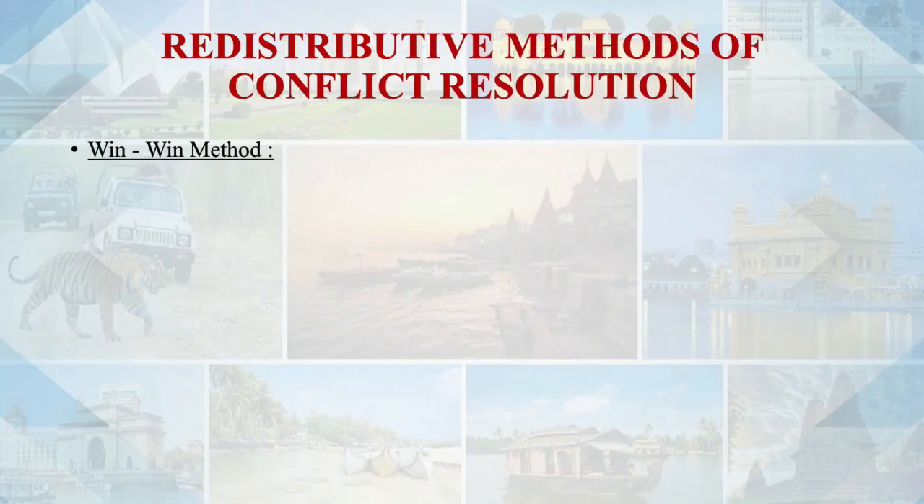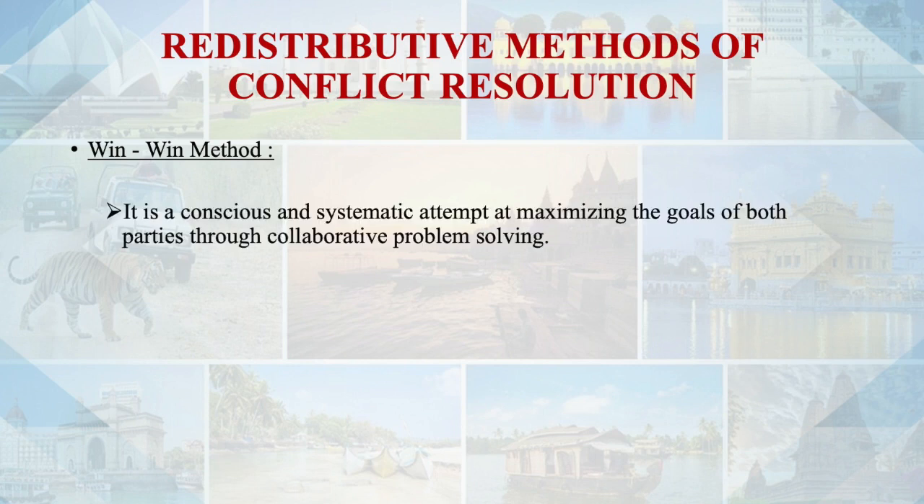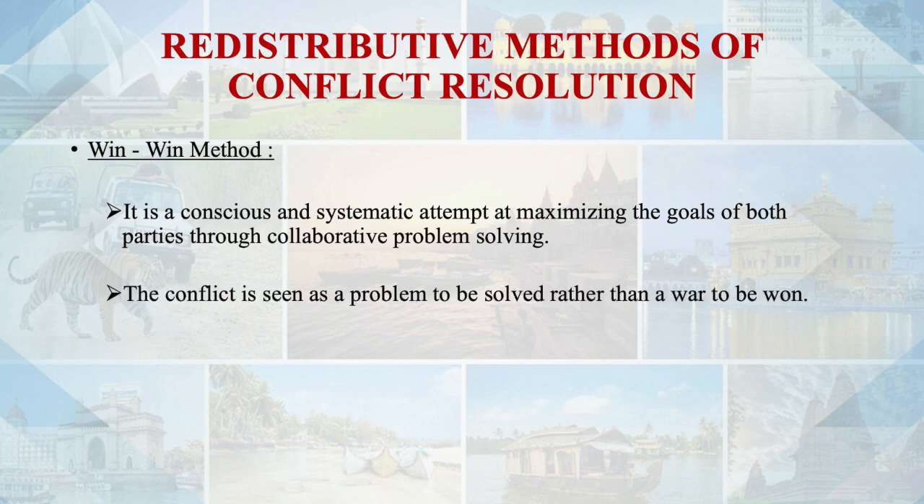Now the third comes the win-win situation. The win-win method means a winning situation for both the conflicting parties. So it is a conscious and systematic attempt at maximizing the goals for both the conflicting parties through collaborative problem solving. The conflict in this case is seen as a problem to be solved rather than a war to be won. It means a collaborative approach is used for solving the problem, and the objective is to solve the problem, not like any kind of war is happening and we are going to overcome the war.